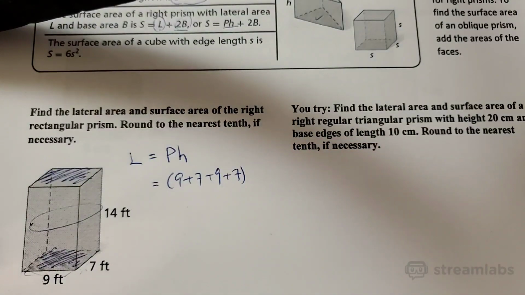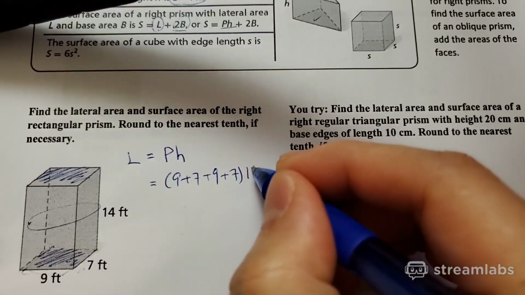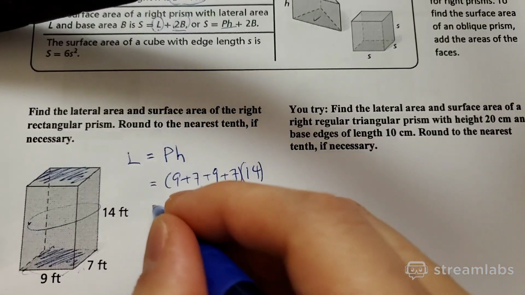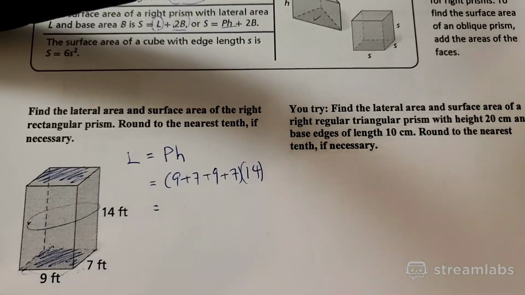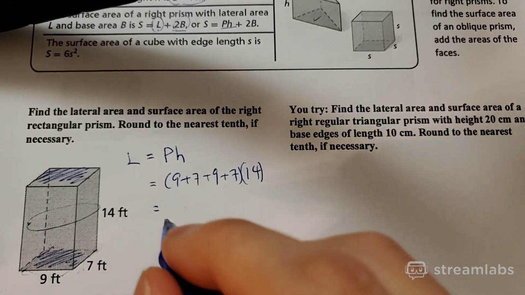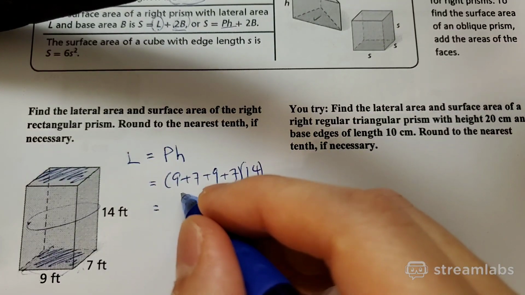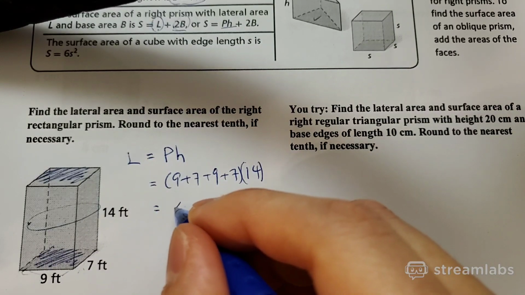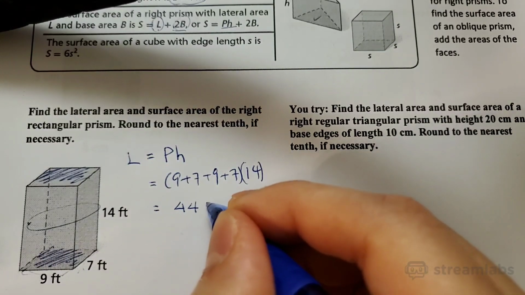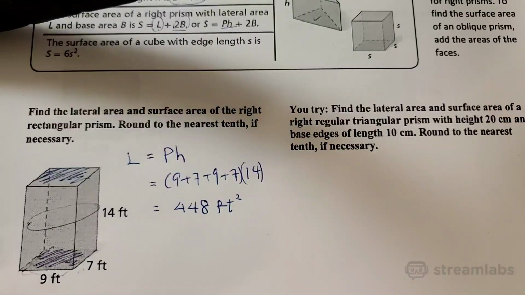Right. What is the height? Height is 14, right? 14. Okay. So whatever this becomes, is that 32 times 14? So 448. Area per unit is in feet square. Okay.